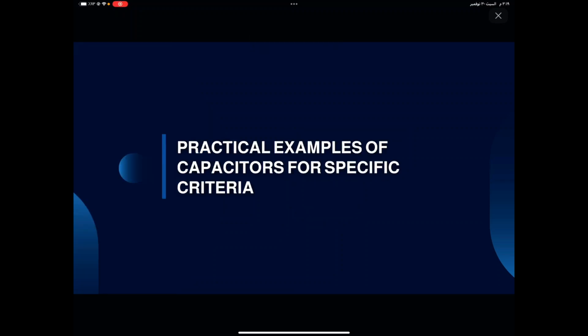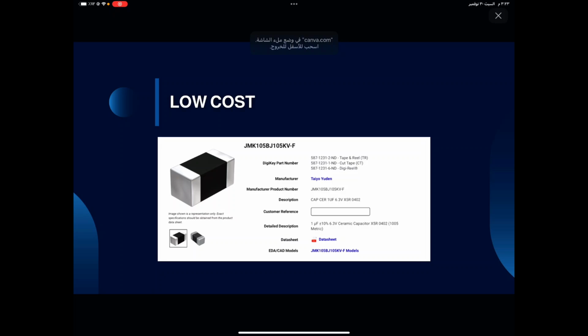And now we have the practical examples for capacitors. We have four practical examples: the low cost capacitors, the high capacitance capacitors, the high voltage rating capacitors, and the small PCB footprint capacitors. The first example is the low cost. As you can see, that one is the ceramic capacitor.